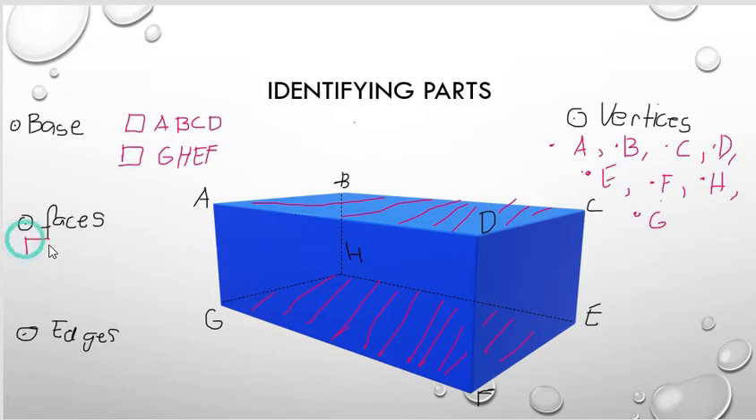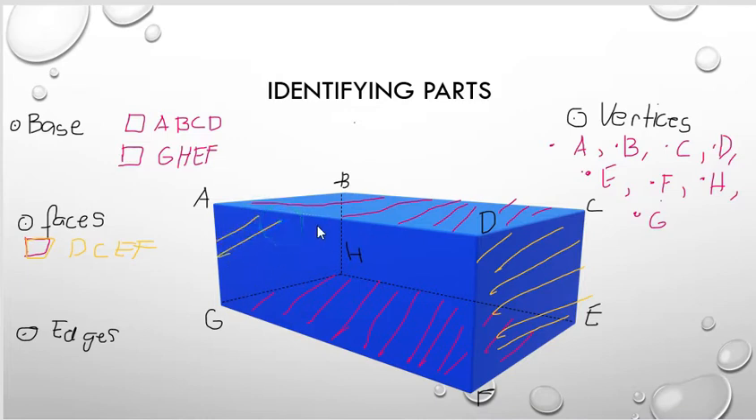Next, let's go and have some faces. A flat surface is a face. So this part is a face. You just have to make sure that, okay, this is a face. This is actually a face right here. You're going to use again the four letters. So you have rectangle D, C, E, F. Always write it in order. There's a lot of faces here, so I'm just going to pick two.